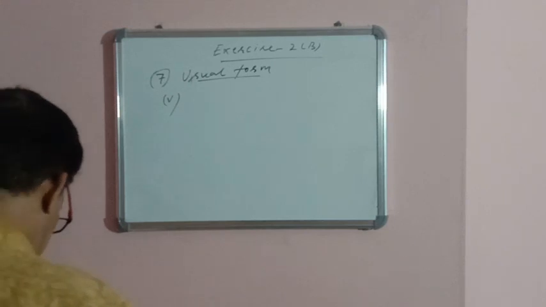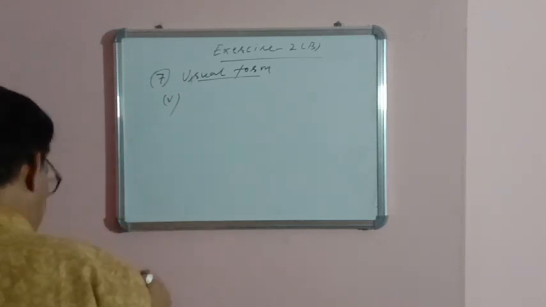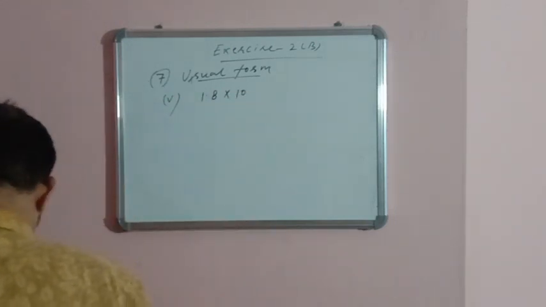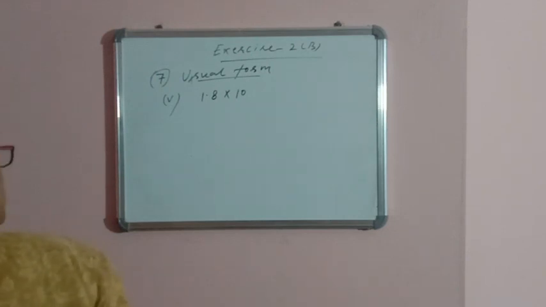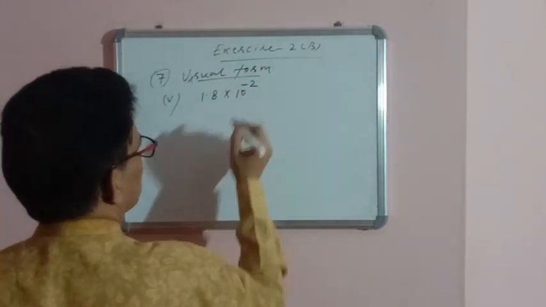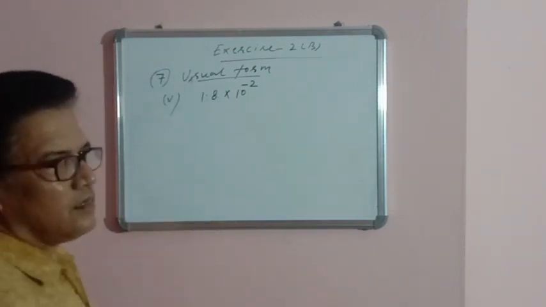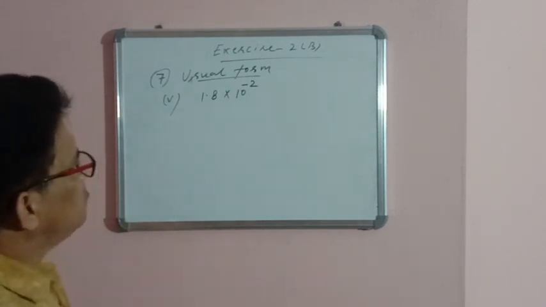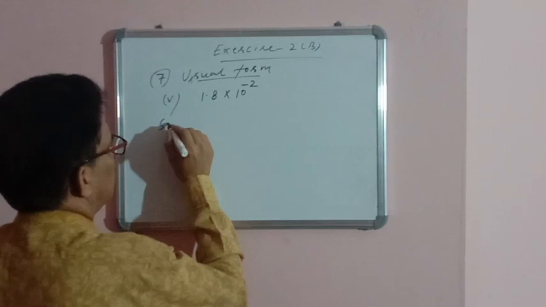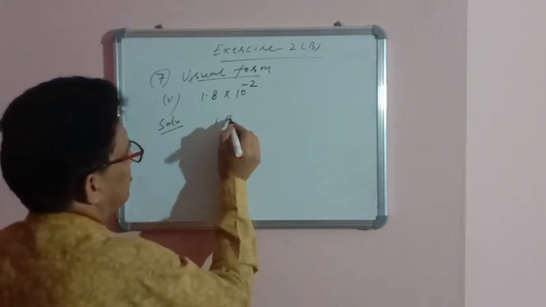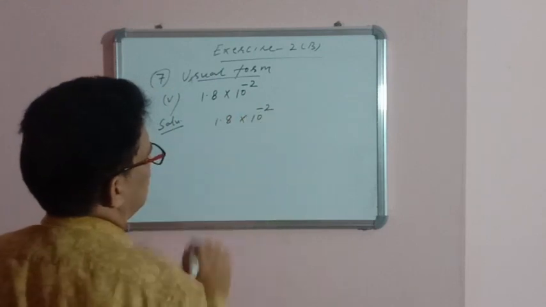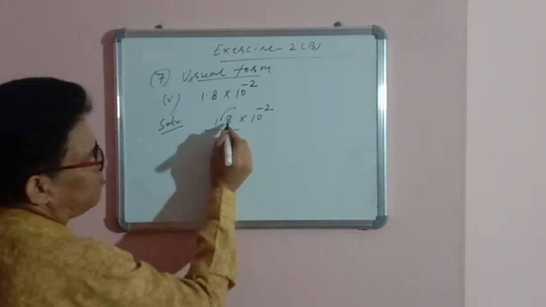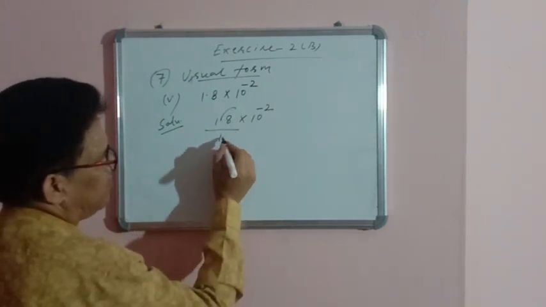Now we are taking the fifth part. The question is 1.8 into 10 power minus 2, and we have to write this in usual form. This is in standard form in the question, and we have to convert it into usual form. So the solution: we write the question, and now we will remove this decimal sign. There is 1 place after the decimal, so 10 will come here.